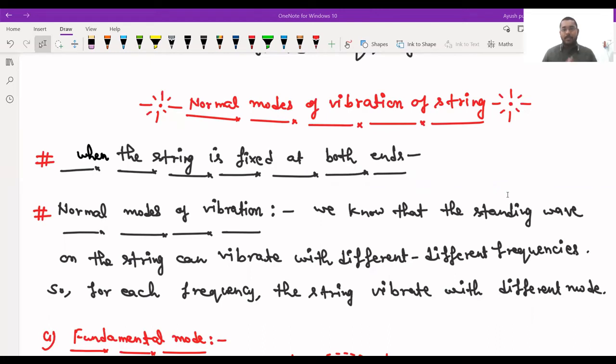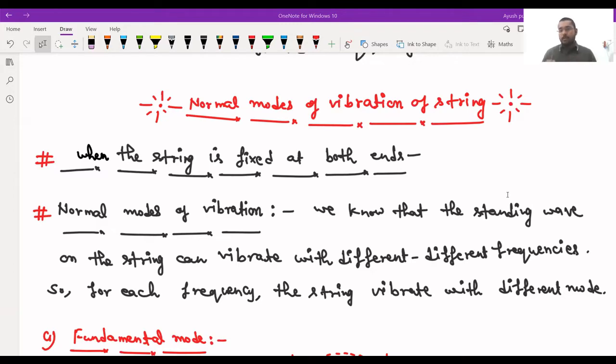Now let's understand what the normal modes of vibration are. We know the standing wave on the string, and I am assuming that you understand the basics of standing waves on the string, so I am not going to talk about the standing wave on the string.